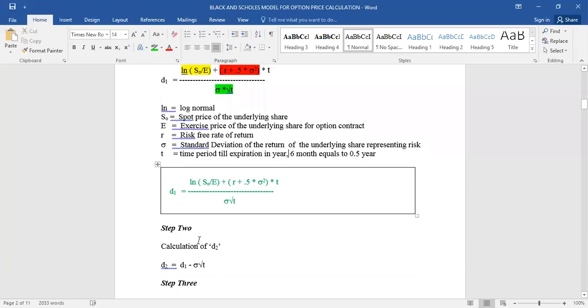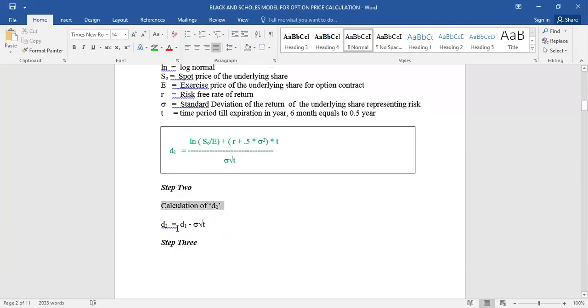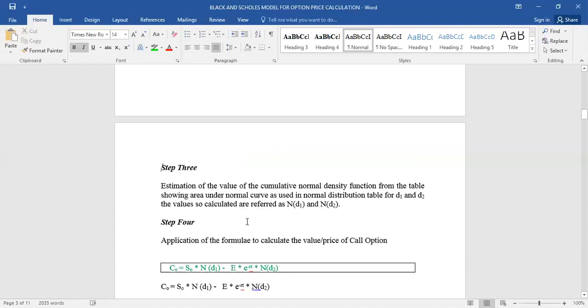Step 2, calculate D2. D2 is simple. Whatever is the answer for D1, from that we deduct the result of sigma root T. So what we'll be doing is, sigma is there with us, we'll take root of T multiplied with sigma. That will be the second step. So you have the answer for D1, you have the answer for D2. We take the third step. I hope it's very easy.